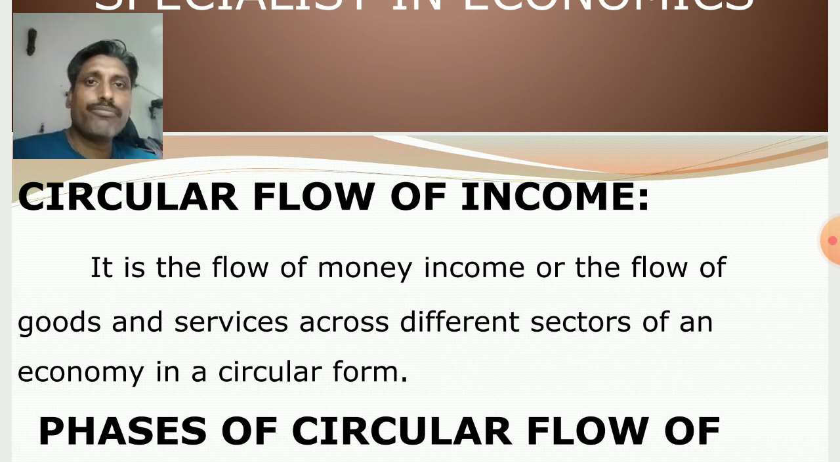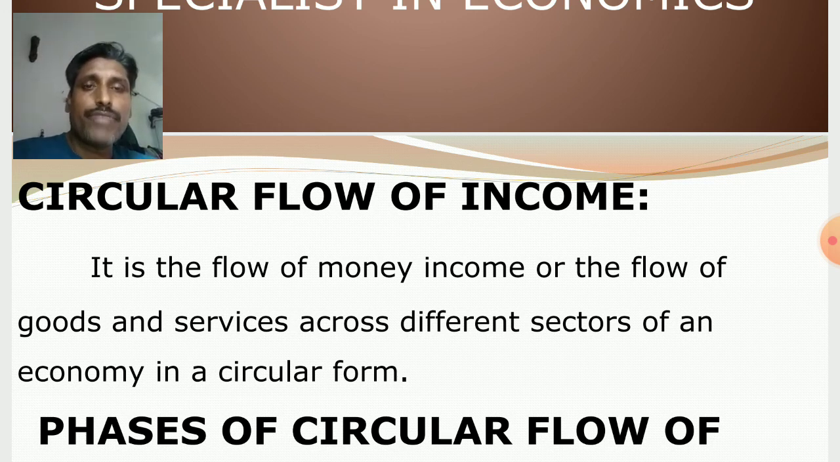For example, you see, the farm sector makes factor payment in the form of rent, wages, interest and profit to the household sector, because the household sector provides factor services like land, labor, capital and entrepreneur to the farm sector. And in a reciprocal manner, the household sector incurs consumption expenditure on goods and services provided by the farm sector. So it is the flow of money income between the household sector and the farm sector in a circular form.